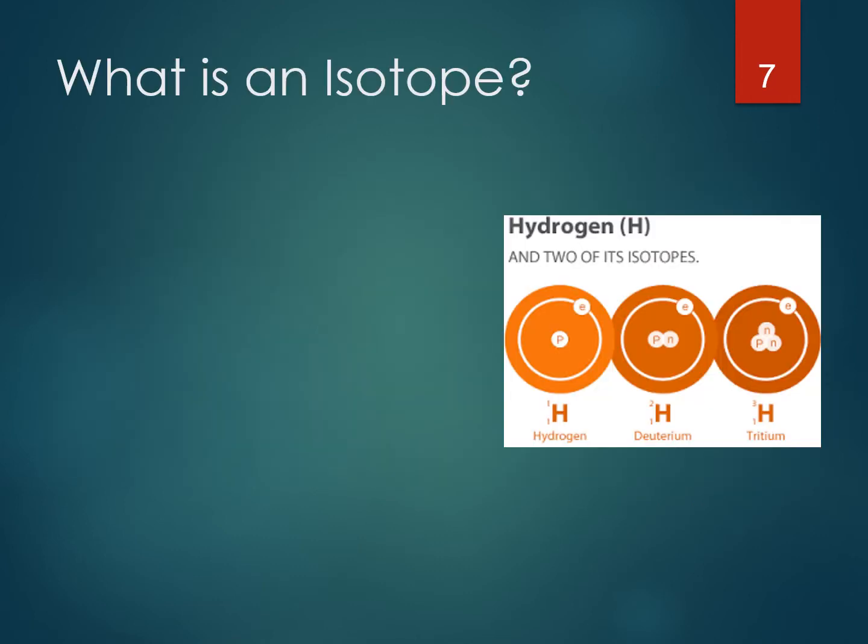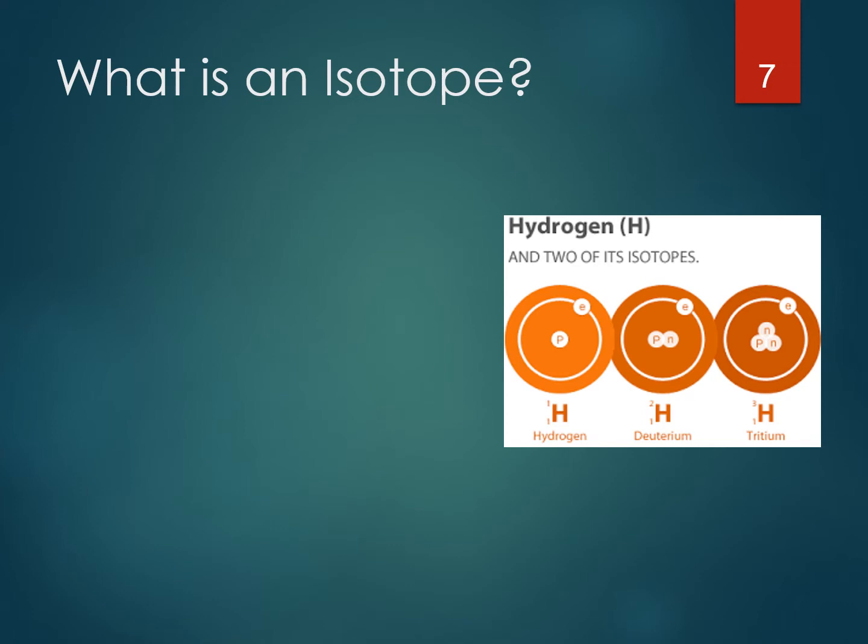So what exactly is an isotope? An isotope is an atom that can have different numbers of neutrons. So if you look at the picture here, you can see that the normal hydrogen atom is on the far left. It has one proton, no neutrons, and one electron. Now, the one in the middle is the first of two types of isotopes that hydrogen can form, and you'll see that it has one neutron.